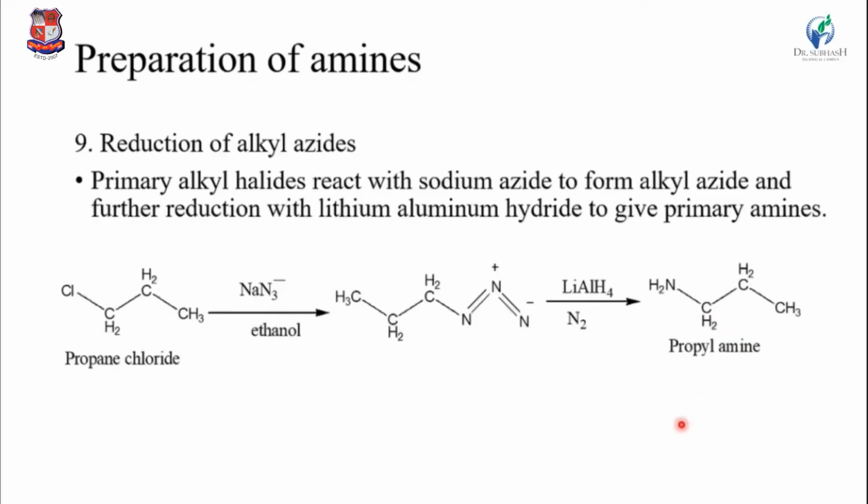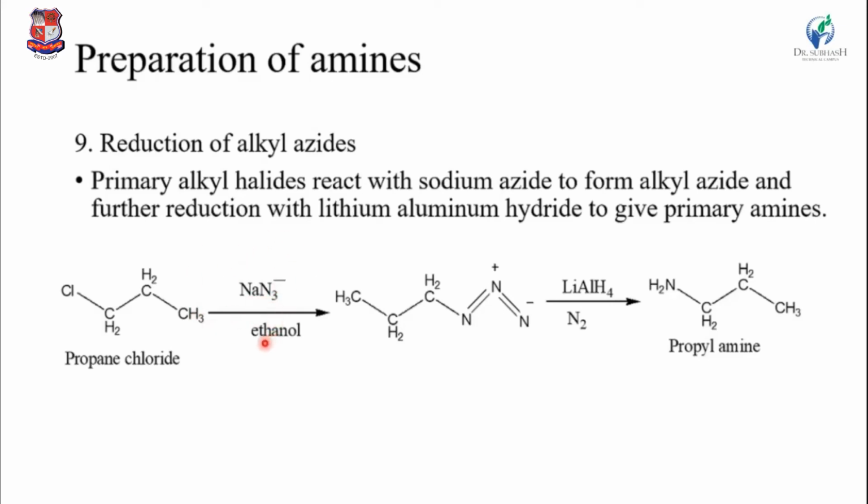Okay, then the ninth reaction is the reduction of alkyl azide. Primary alkyl halide reacts with sodium azide to form the alkyl azide, and further reduction with lithium aluminum hydride gives the primary amine. Here also we make the primary amine but with the help of the alkyl halide. So this is propane chloride, this is an alkyl halide, in the presence of sodium azide. N3 minus is the azide group, so N3 minus attached with sodium is called sodium azide.